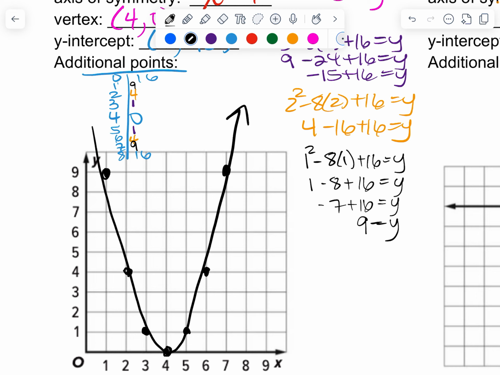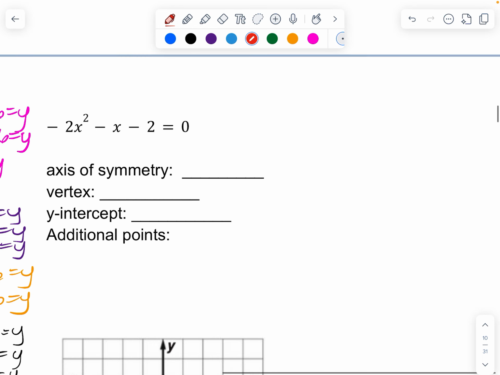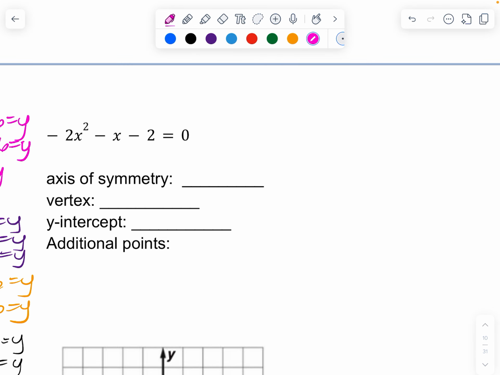Oh, and I just realized I haven't been drawing the axis of symmetry. There we go. Okay, next. X equals negative b over 2a. So negative b would be 1. X equals 1 over 2 times negative 2. So that gets me, what, negative 1/4?